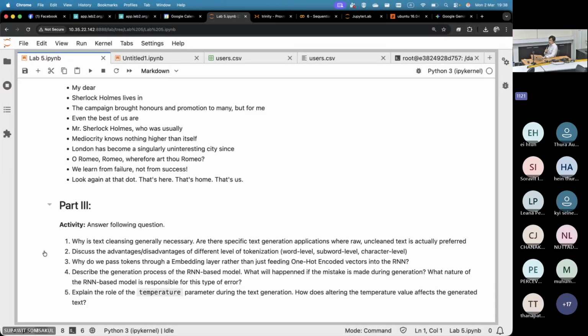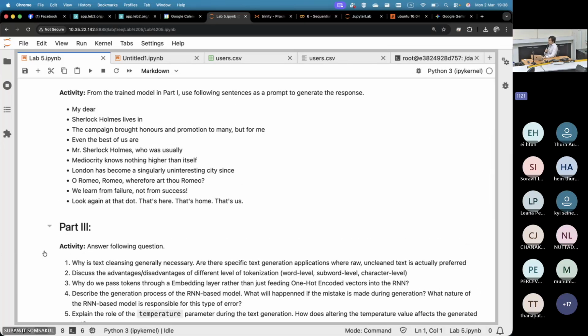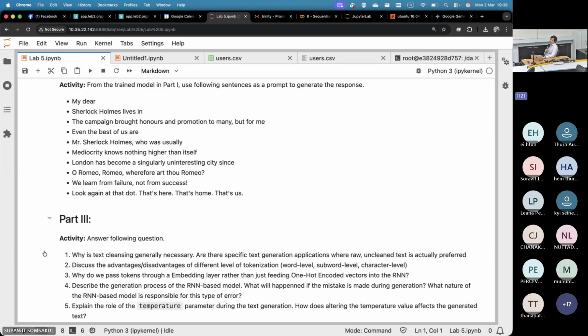Just keep it a sequence model though. Don't try the transformer one yet. Transformer will be next time, so that you see that, oh, it's a lot better than the sequential one. All right. Okay. Yeah, thank you.